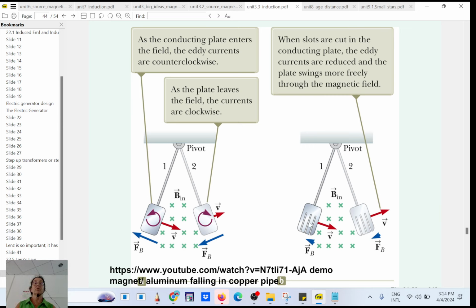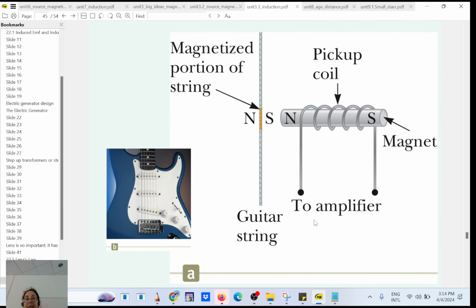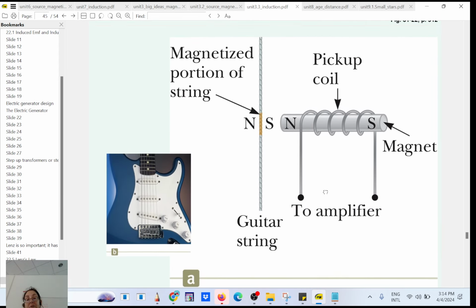Now, if you make openings there, it's not going to work as well because the current cannot flow, because you have too much resistance here in the air gap. Okay, so you have a lot of applications.